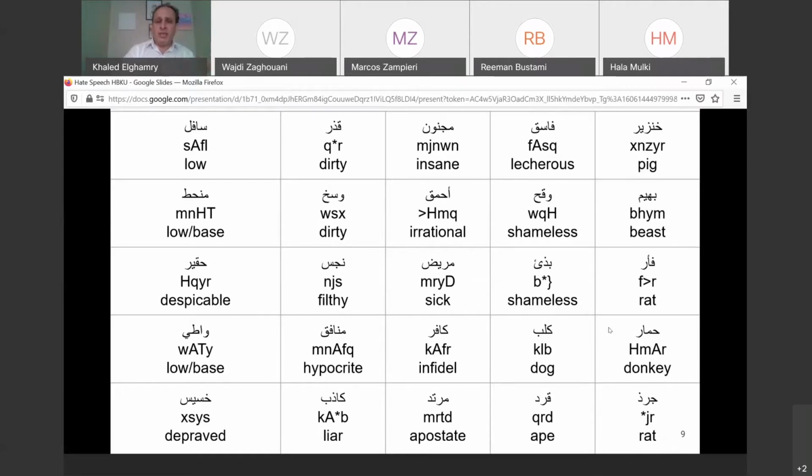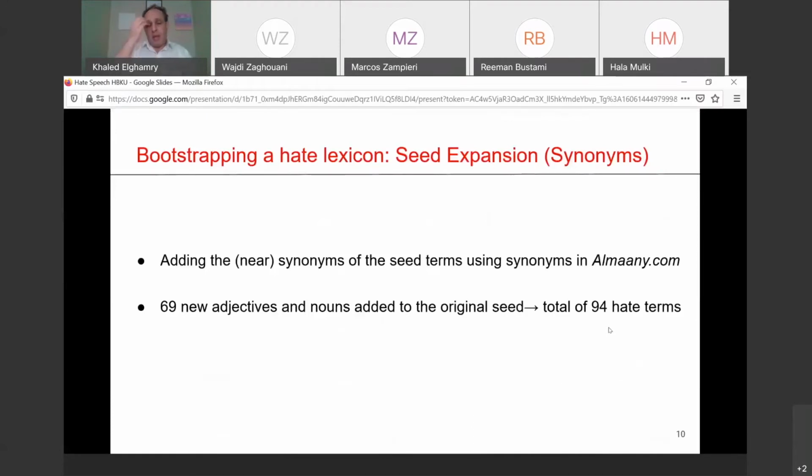So this is the seed, 25 words that I used for the bootstrap. I added to this seed the synonyms of these seed terms using synonyms from almani.com, which is an online lexical resource for Arabic. As a result, 69 new adjectives and nouns were added to the original seed, so the total now is 94 hate terms.